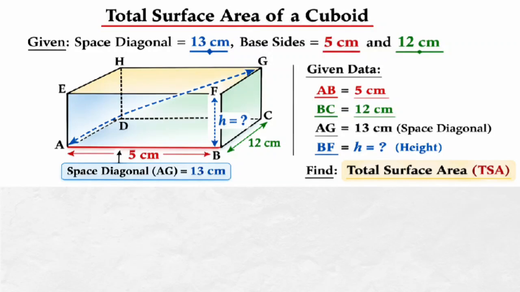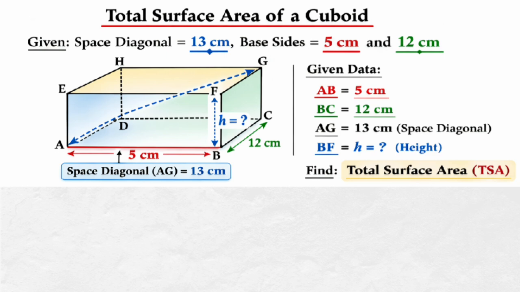In this video, we are going to see the total surface area of a cuboid where the space diagonal and base sides are given. What is a space diagonal actually? There are two types of diagonal in a cuboid: one is a space diagonal and one is a face diagonal. So let's understand what it is.